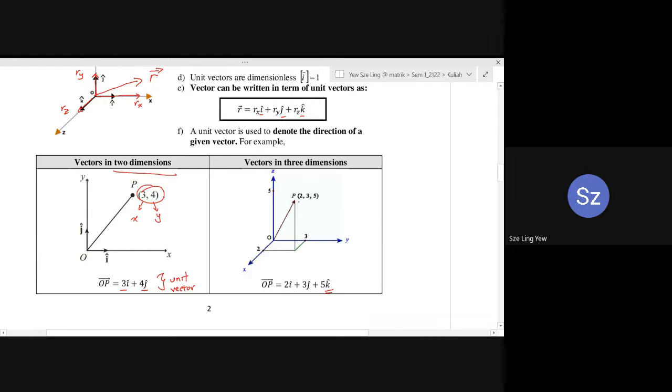Example given here, now you have the point P. The coordinate for P is 2, 3, 5, where 2 is the value along X axis, 3 is the value along Y axis, and 5 is the value along Z axis. Then when you write it in unit vector, you have 2i, 3j, and 5k. So this is in the form of unit vector. Basically, it's quite similar to your coordinate, just that now you're using a different method to show your answer.